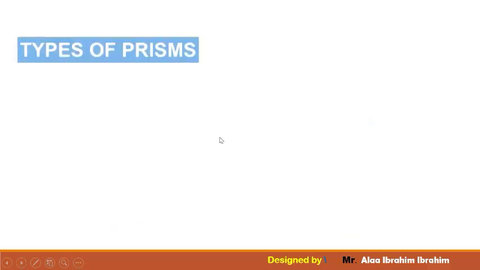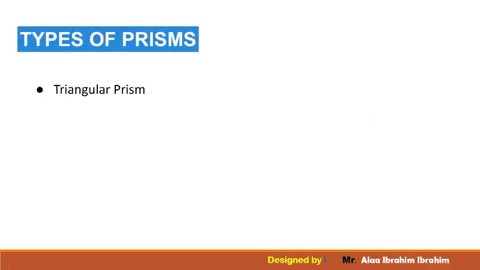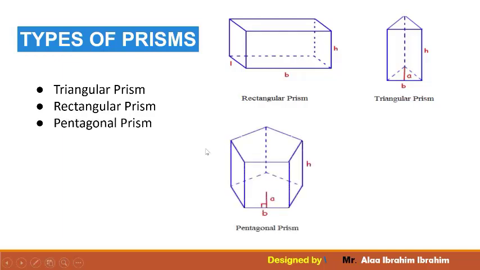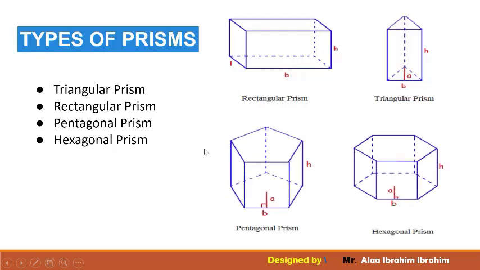Now we're going to something else: types of prisms. We have the triangular prism, the rectangular prism, the pentagonal prism, and the hexagonal prism. According to the base, we name the prism. Here the two bases are triangles, here the two bases are rectangles, here the two bases are pentagons, and here the two bases are hexagons. So according to the base we know the name of the prism. We have many prisms, but I give you just a few examples.